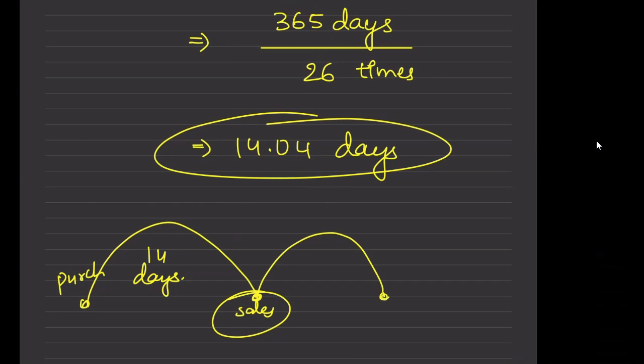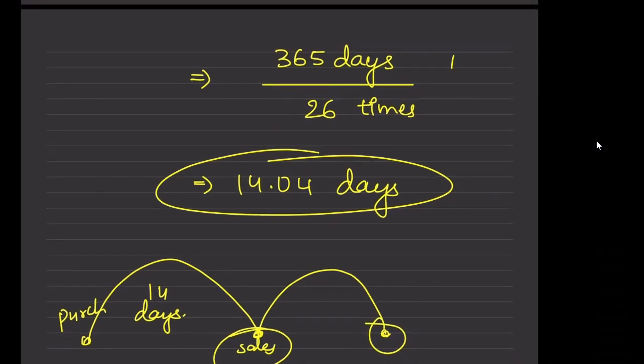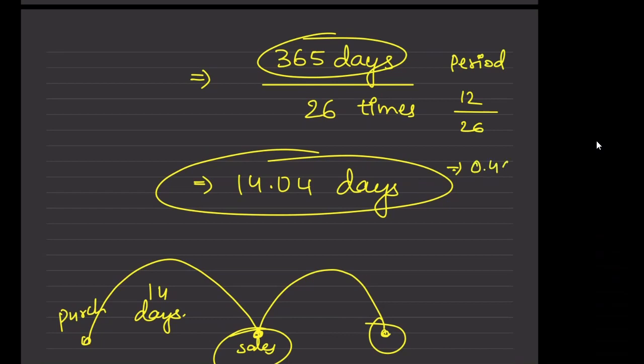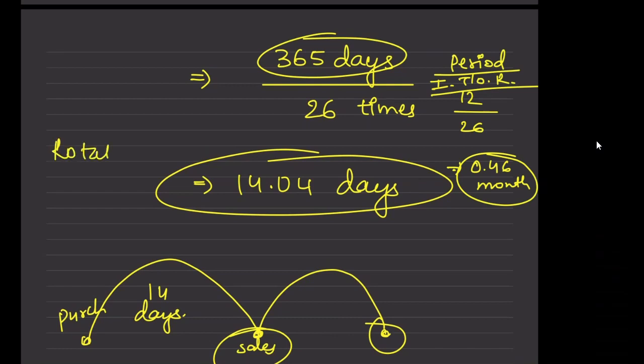So what is the formula which I have just derived? It is your period. The period can be 365 days. You can take months also. If I take it as a month, 12 months divided by 26 times, so this would be 12 divided by 26. The answer would be 0.46 month. So whatever period you want, you can take the answer in that case. So period divided by the inventory turnover ratio, and you will get the rotation of inventory.